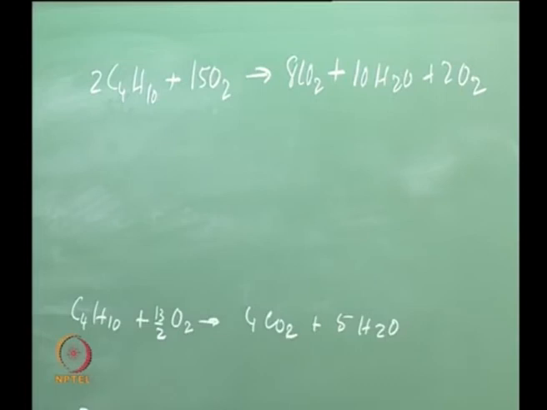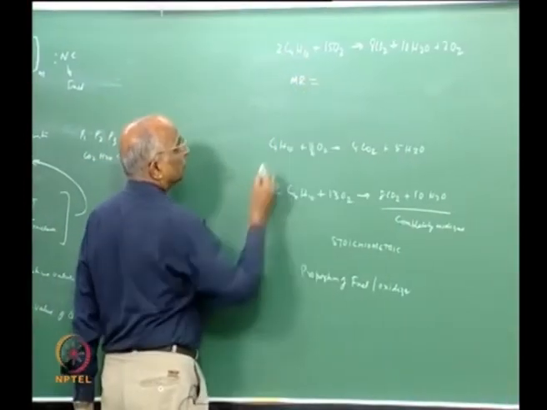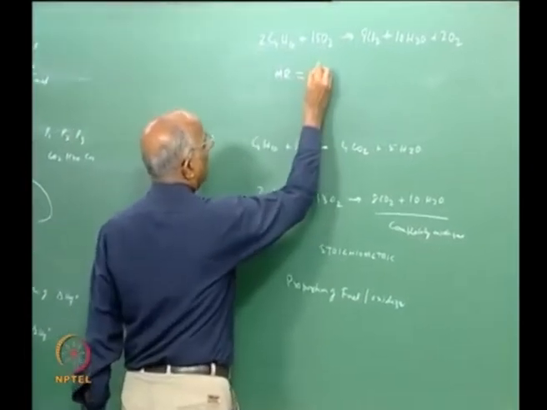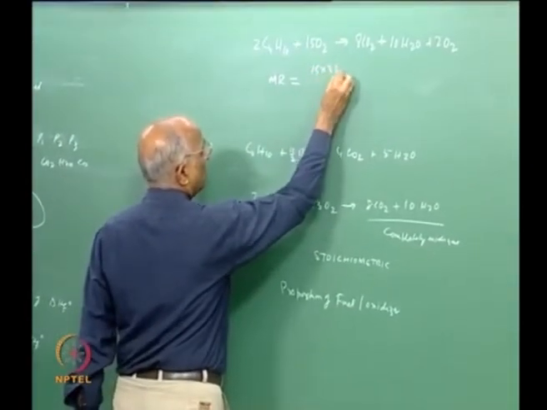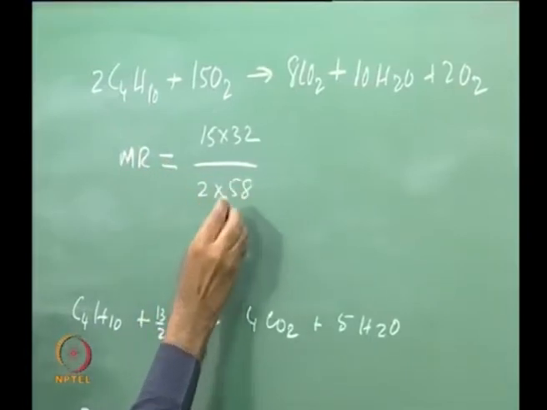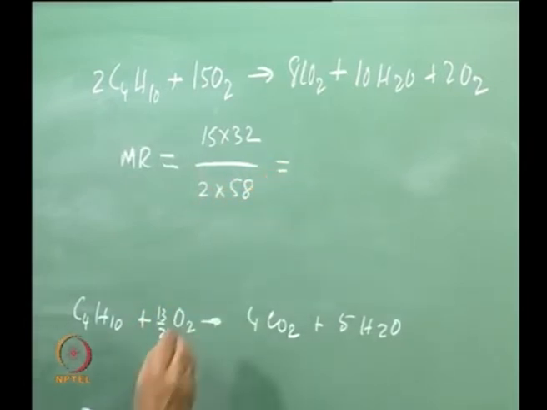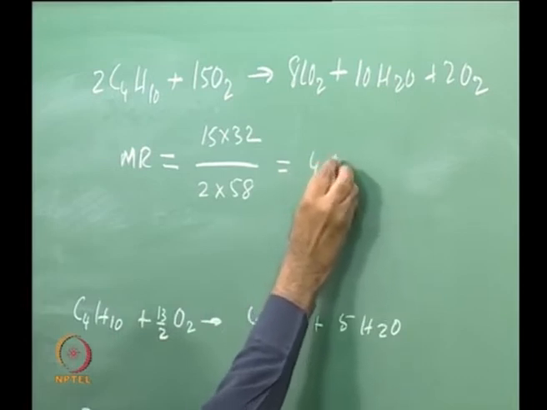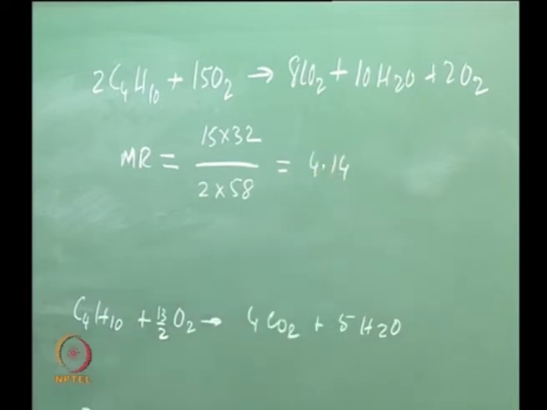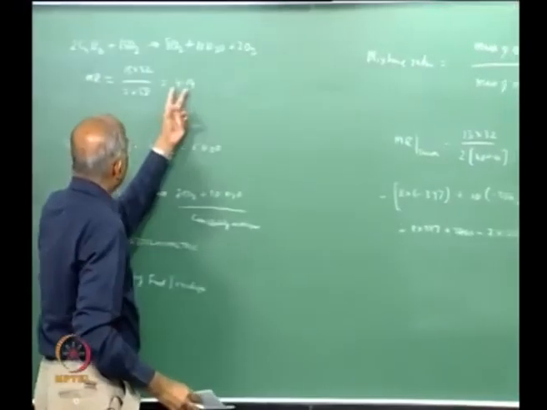What is the mixture ratio for this reaction? It is equal to 15 into 32, mass of oxidizer, over mass of fuel, 2 into 58. We just now said it is 48 plus 10, 58, and this gives me a value of something like 4.14. That means the mixture ratio has gone up from 3.6 to a value of 4.14.